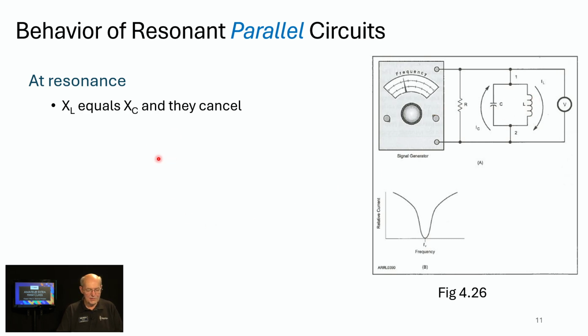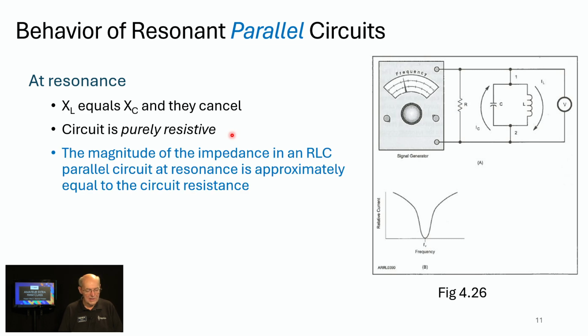At resonance, they're equal and they cancel. But remember I said that we had a short circuit across the coil and capacitor for a series circuit? It's going to be a little different now. This circuit is purely resistive. So if we're asked what is the impedance of either a parallel or series circuit at resonance, they're both going to be purely resistive. And there actually are two pool questions that word it that way.